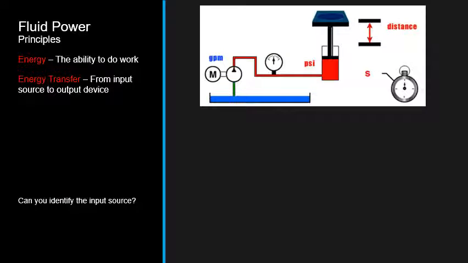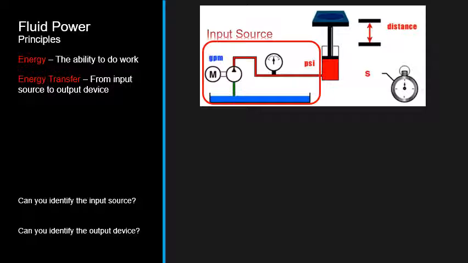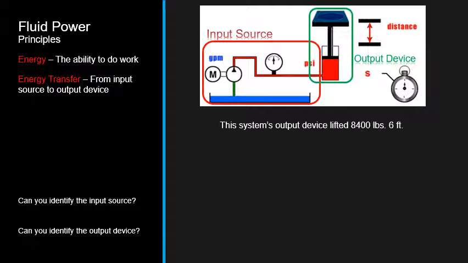Let's start by looking for the input device. The input is where that energy is initially created. In the input source here, you can see that there's a reservoir at the bottom, and then that M indicates the motor that's attached to the pump that is going to push the fluid out of that reservoir. There's a gauge on there as well that will tell us what the pressure is. The output device in this case is some sort of a lift. So think maybe a car repair garage or something like that.